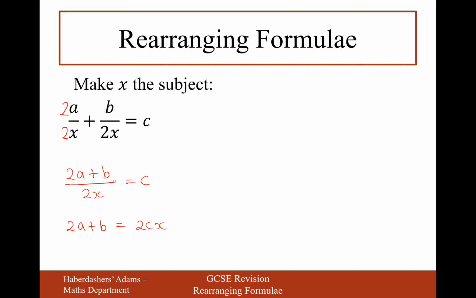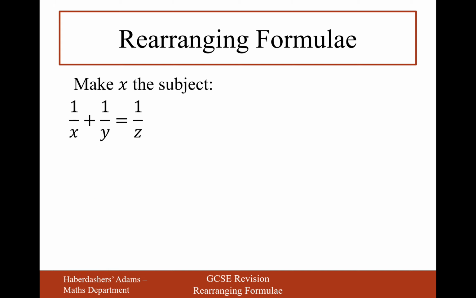So the number always multiplies at the front, and then the rest of the letters are in alphabetical order, so that's why it's gone 2cx. Then I'll divide by 2c to get x on its own, so it'd be 2a plus b divided by 2c equals x. And there we are, that's the answer to this question. Let's move on to the next one.